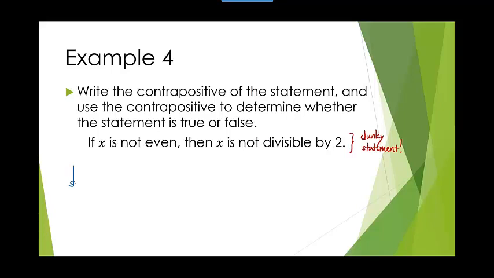So for the contrapositive, we have to switch the order of the sentence and also negate each part of the sentence. So that's going to be, if x is, instead of is not, so we're flipping, if x is divisible by 2, because we're going to put that part of the sentence first instead of second, then x is even.